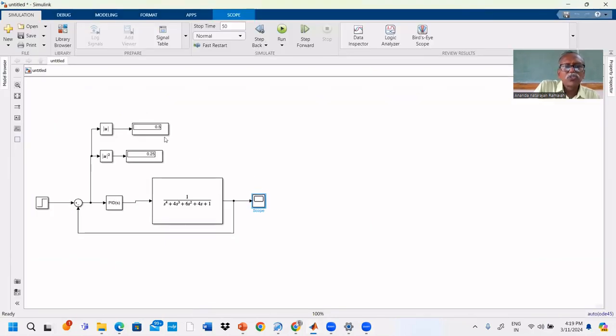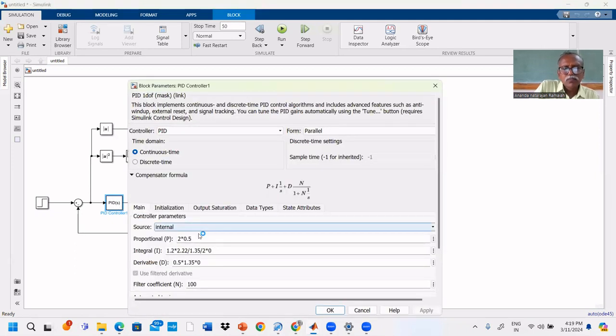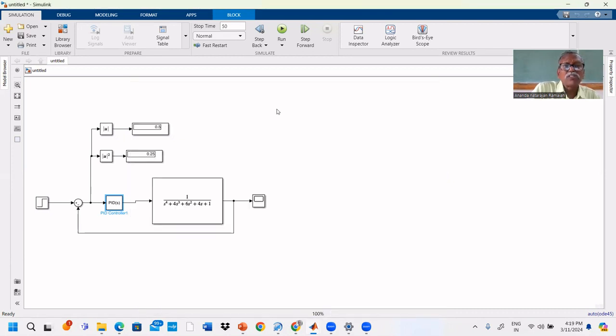I am increasing the gain 1.5 times. 1.5 times means what? 2 multiplied by 1.5, how much? 3. No? Okay. Now you see the response.